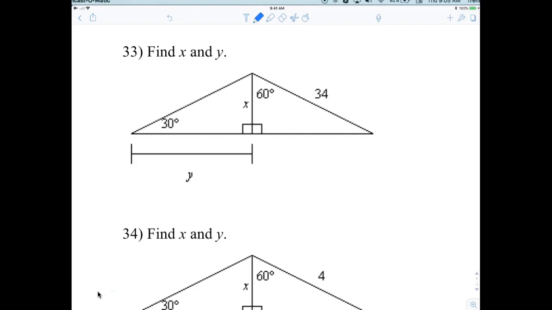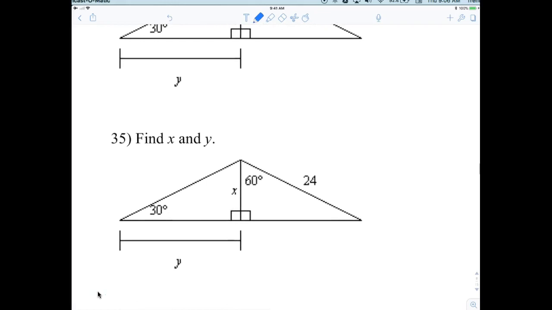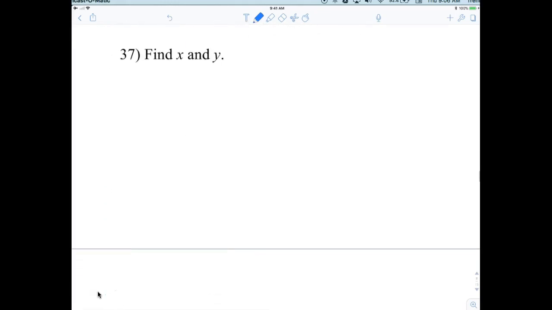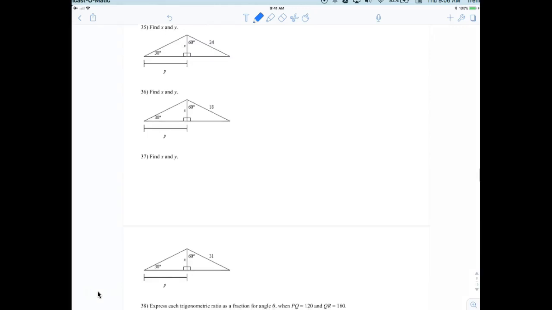Okay, this is what I needed. It's just 30, 60, 90 triangles. So the hypotenuse, X is 17. Everyone knows X is 17. And Y is what? Y is 17 radical 3, because X is the short leg. It's the same triangle.